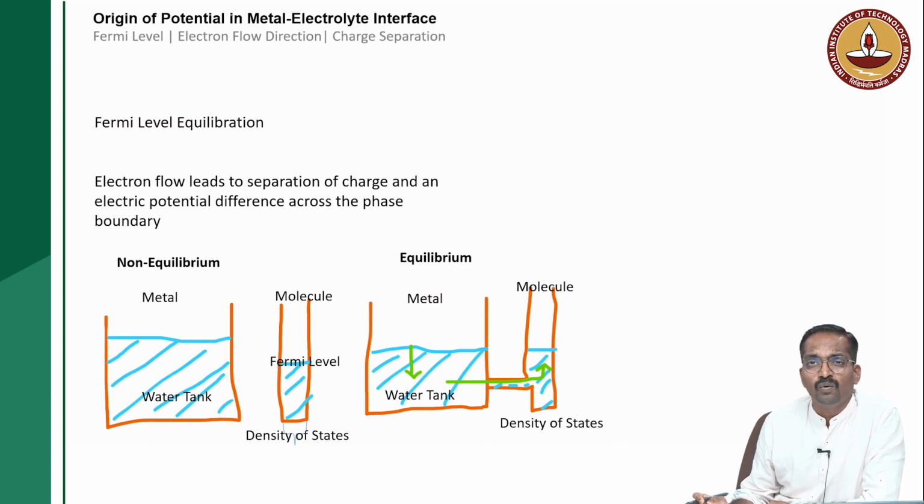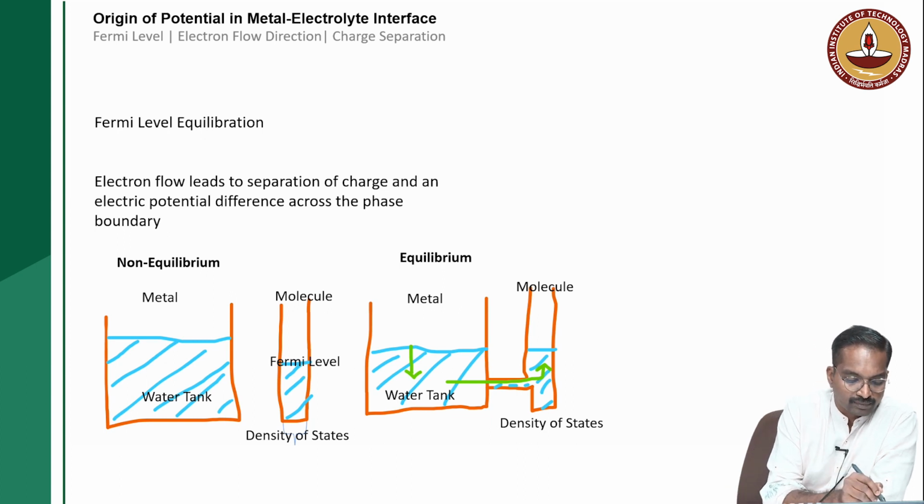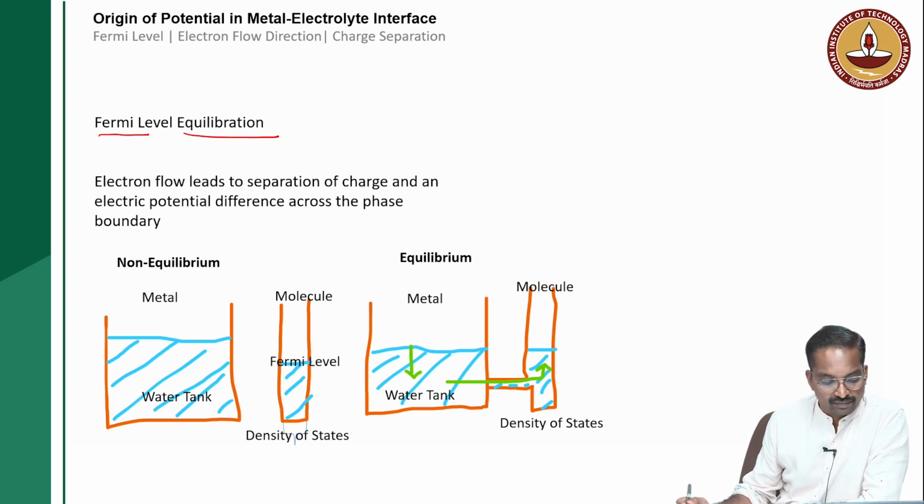Now, how does the electrode electrolyte interface gain potential or voltage? Where does this voltage come from? That is a question that we probably need to answer before going any further into this topic, for which we need to understand something called Fermi level equilibration. I can explain that with an analogy.